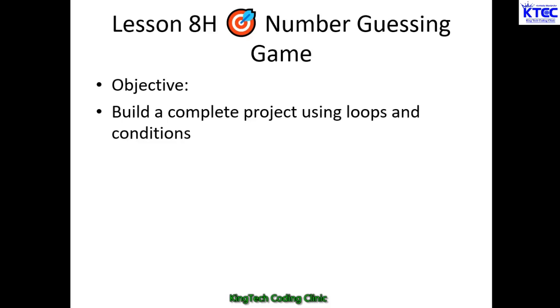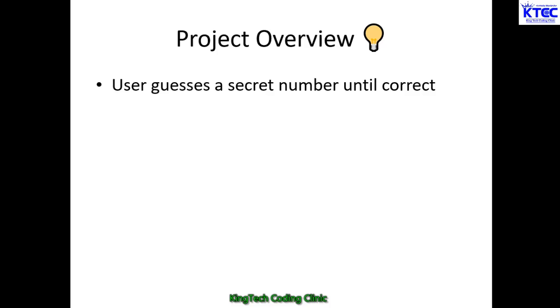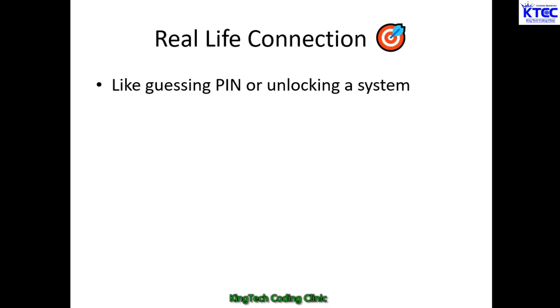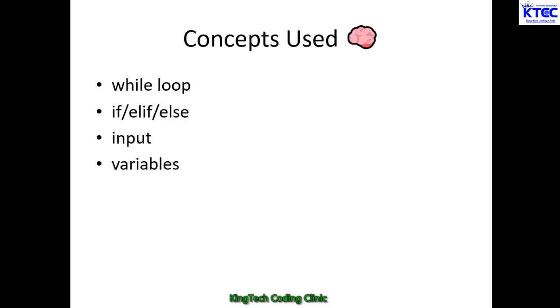The objective for this lesson is to build a number guessing game, a complete project using loops and conditions. The project overview is that the user keeps guessing until they get the correct number. The real life connection is like guessing a PIN or unlocking a system. You have a phone and the PIN is locked, so you keep guessing the number until you are able to enter the correct PIN.